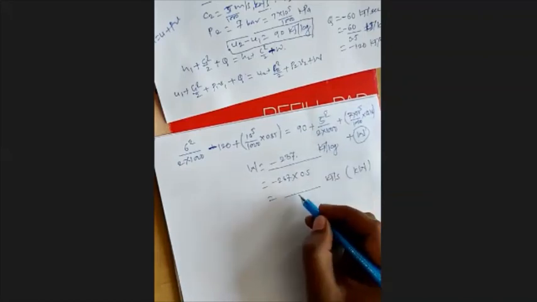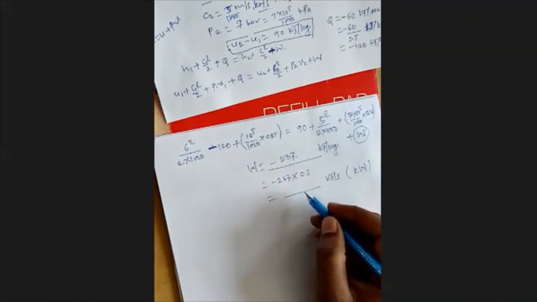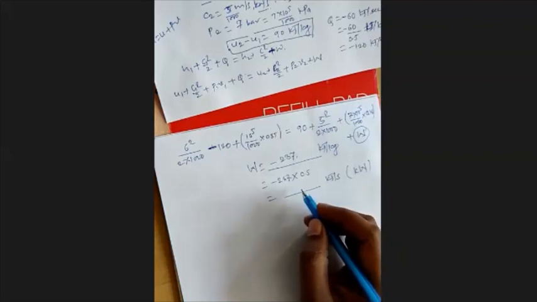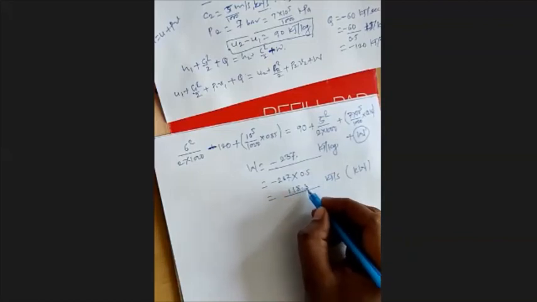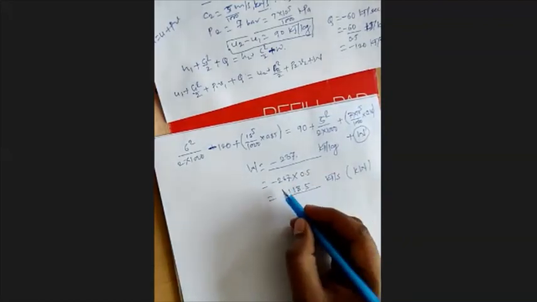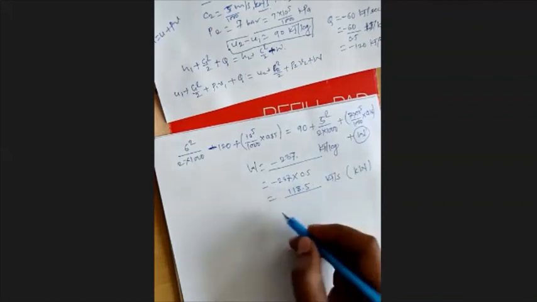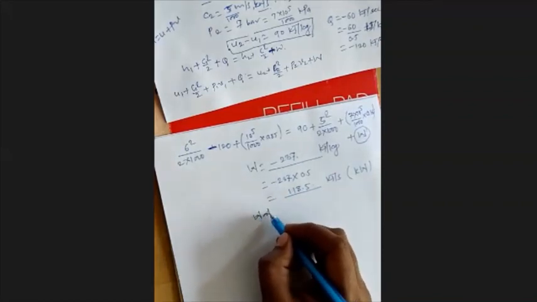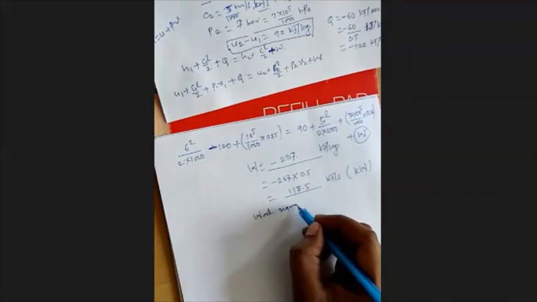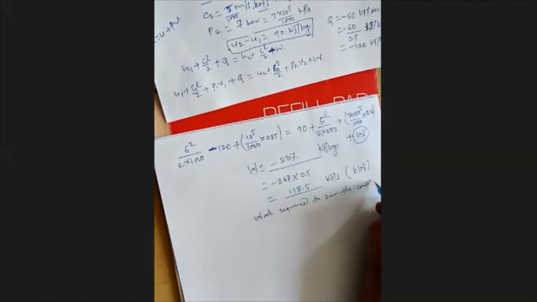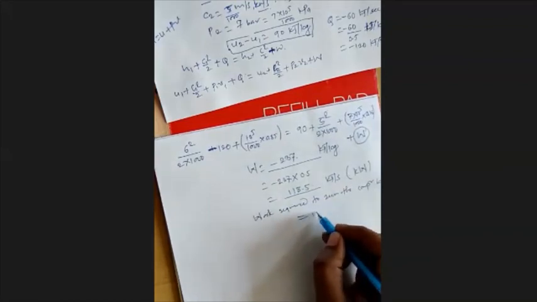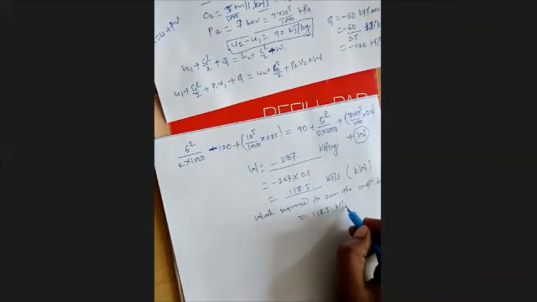How much does it come, Pratik? 237 into 0.5. So half of 237 is 118.5. 118.5 kilojoules per second. Now I don't need to mention negative over here. I can say that work required to run the compressor is equal to 118.5 kilojoules per second. Okay.